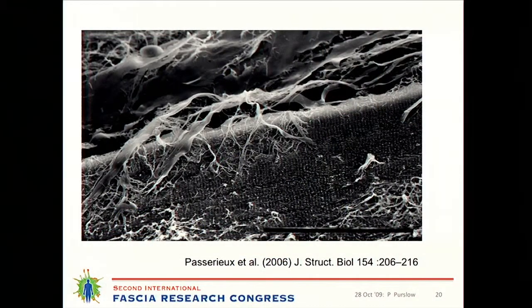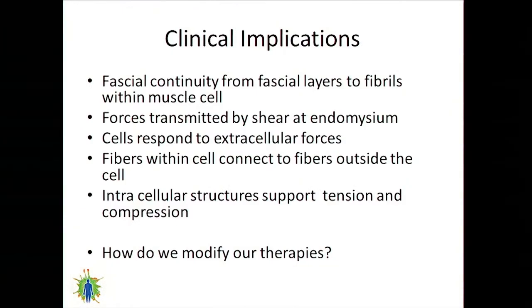Now, what do I mean by that? Well, here's a good example. If you look here, this little trough is a muscle fiber going this way, and you can see the little fibers of the collagen, which go right into the muscle cell. So the collagen fibers that surround the muscle actually penetrate the fibers of the cell, and it's all an interconnected network.